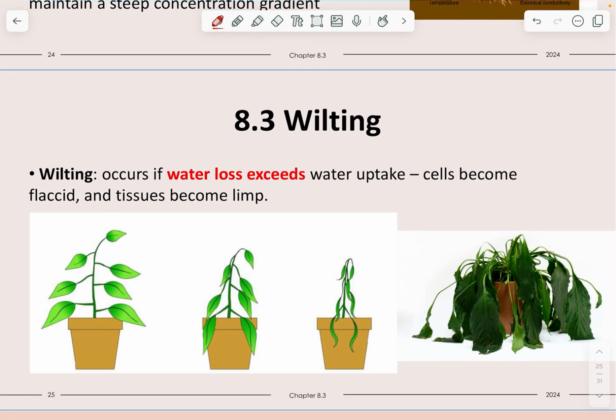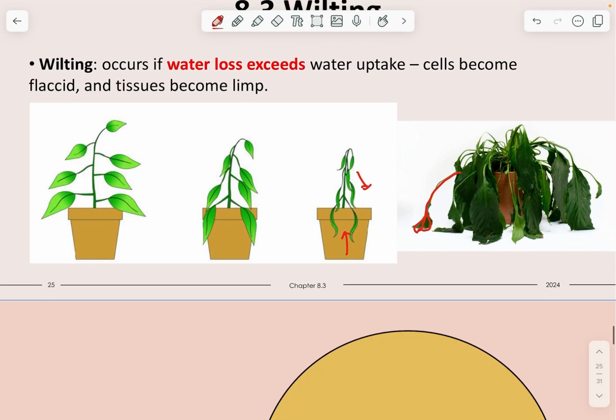Now, the process of wilting is something that we've seen commonly in our life also. So why does wilting occur in plants? It's because when water loss exceeds water uptake, meaning that there's more water moving out instead of water moving in, this causes cells to become flaccid. Flaccid, remember this term, is where the cell becomes hypotonic, and tissues will become limp. So that's why you can see that it eventually goes moving down and looks very limp in appearance. Okay, so that's basically wilting.